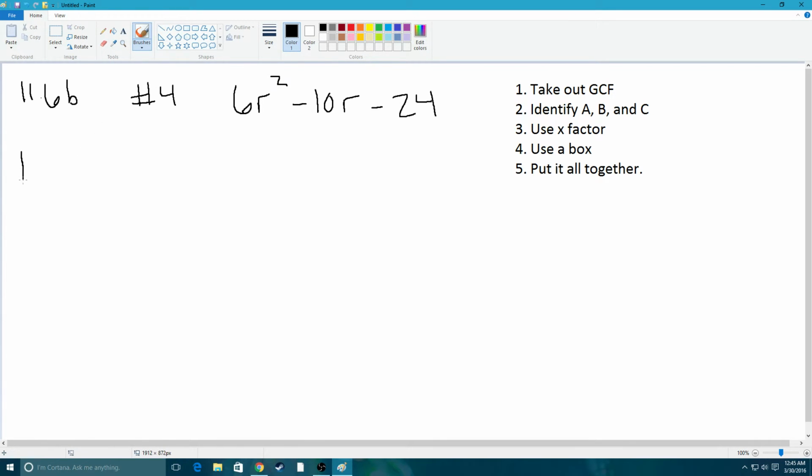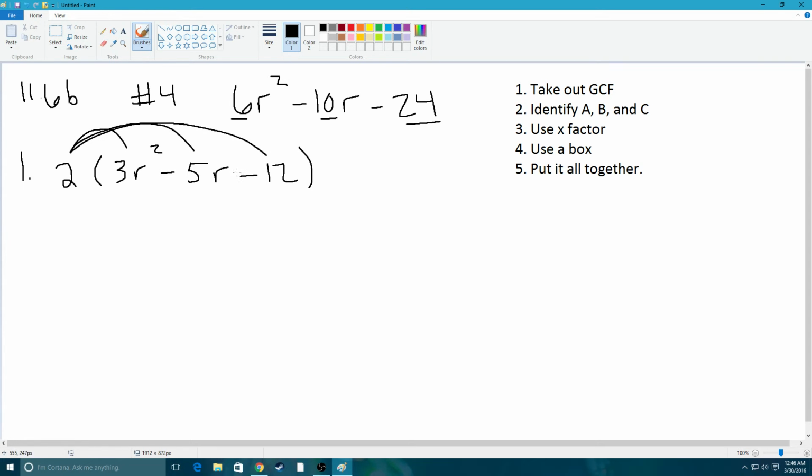Okay, so number 1, the GCF, the biggest number that goes into 6, 10, and 24 evenly, I think that would be a 2. So 2 parentheses 6 divided by 2 is 3r squared. 10 divided by 2 is negative 5r. And 24 divided by 2 would give us negative 12. If you want to double check to make sure you did it right, you can take this 2 and distribute it to each of these terms. And if you get your original problem back, you did a good job.